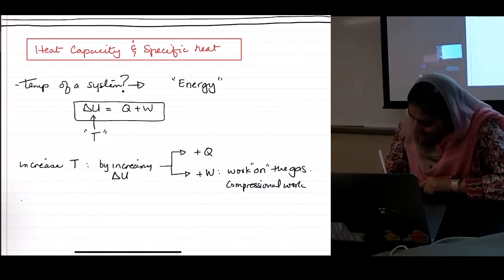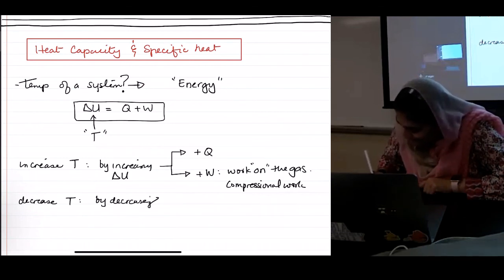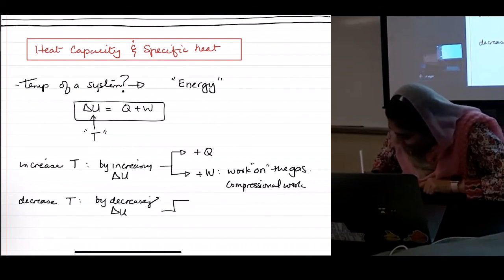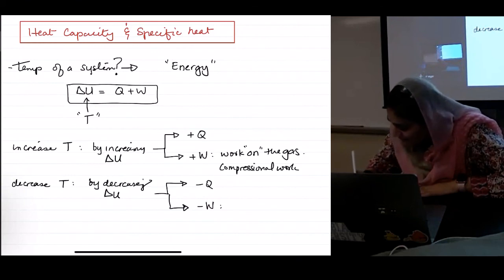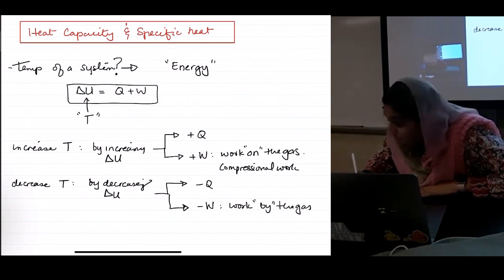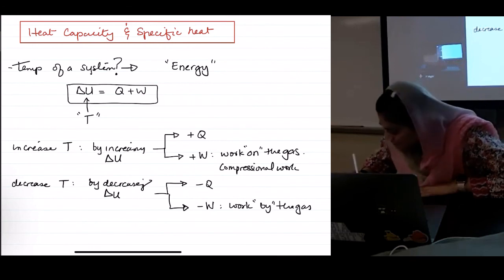How do we decrease T? By decreasing ΔU, oh my God, my handwriting. Mine's bad too, Dr. C, don't worry. Or negative work, which is also called work by the gas. And that is called, Gwen said it, what was it? Expansion.